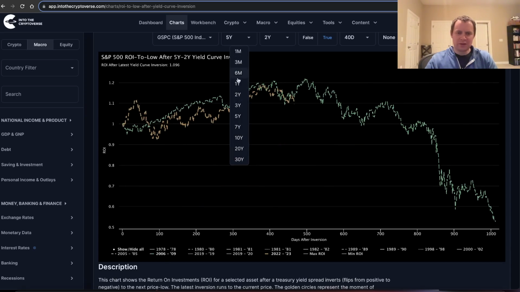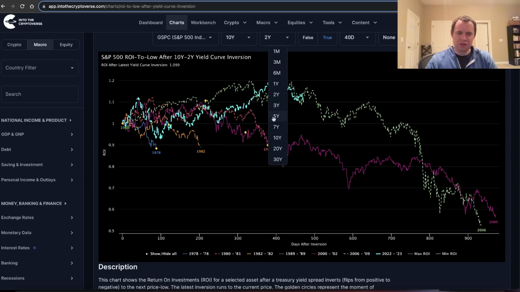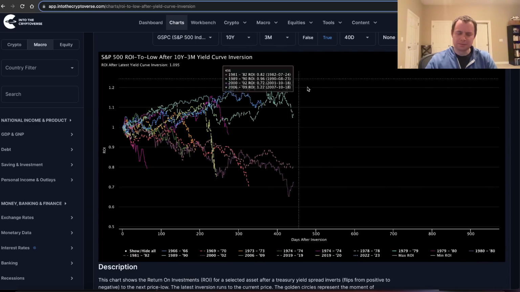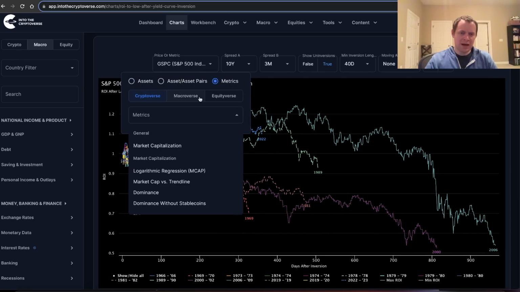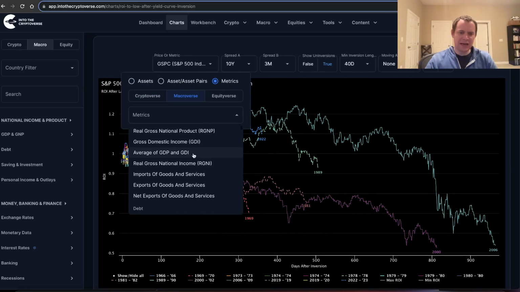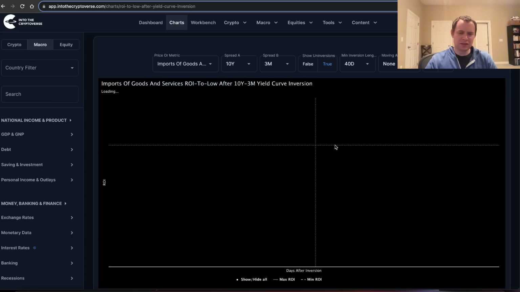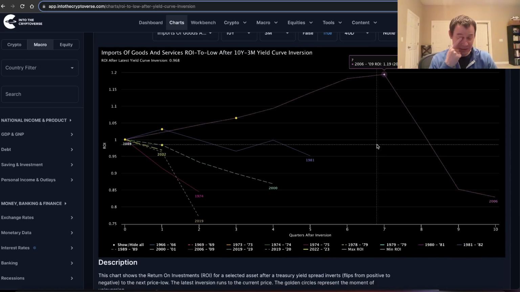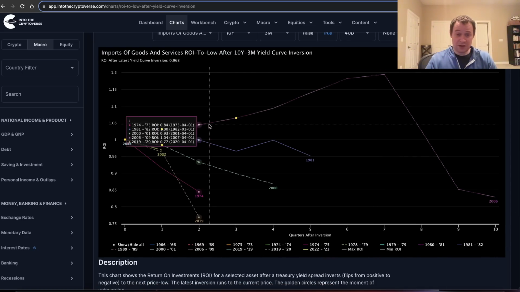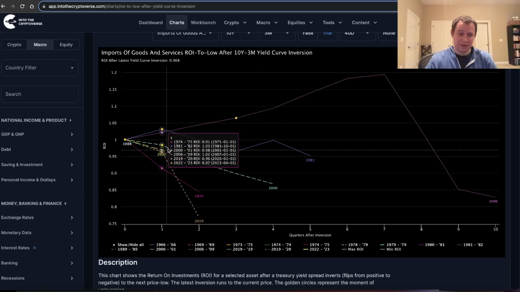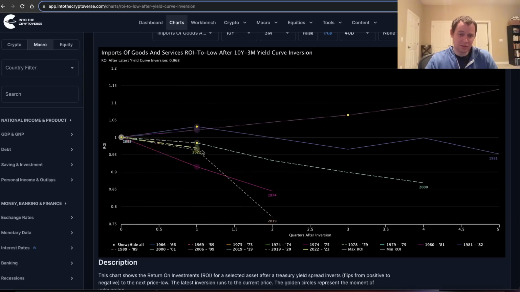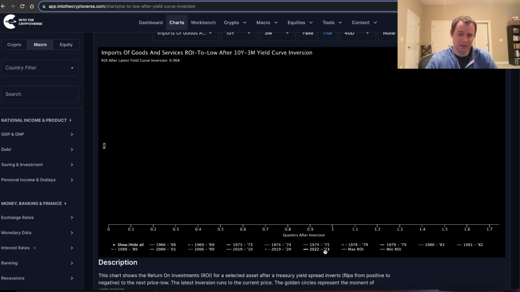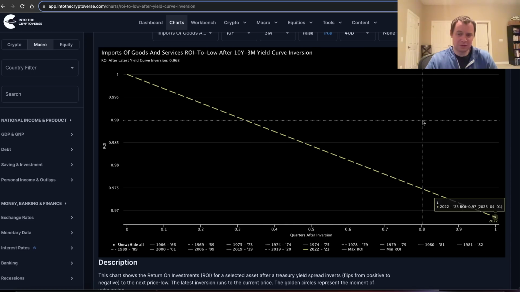But what I want to do is look at inversion of the 3-month and the 10-year, but not look at the S&P. Look at some macro metrics, right? Look at something like imports of goods and services and see how that is trending this business cycle. In the financial crisis, you can see it was actually trending up for a while. This cycle, it's actually been going down, right? You can see right here is 2022, it went down so far. If I isolate it in case it's hard to see, that's what it looks like so far. It's gone down.